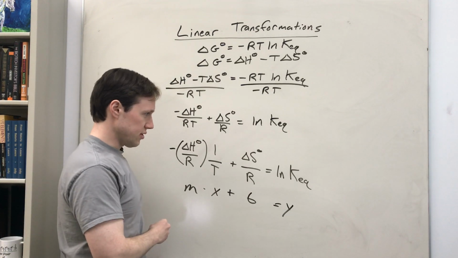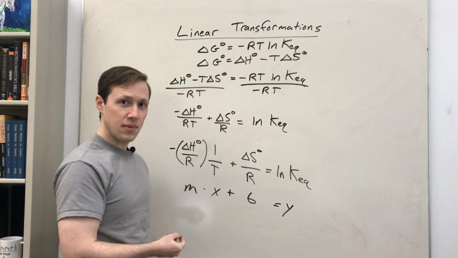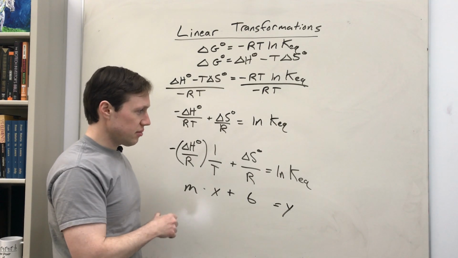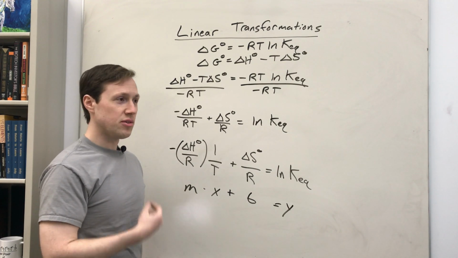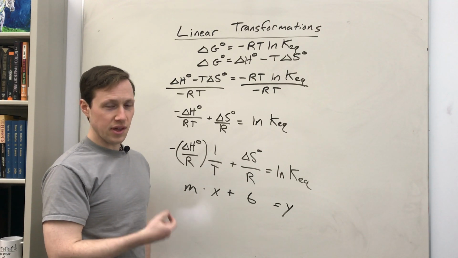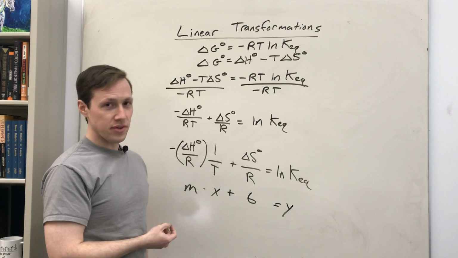What this is telling us then is that if we measure the equilibrium constant of a compound, and remember that equilibrium constant we're getting just from concentrations or pressures, the sorts of things that we can measure in a lab using any of a variety of tools, things like pH or UV visible spectroscopy.